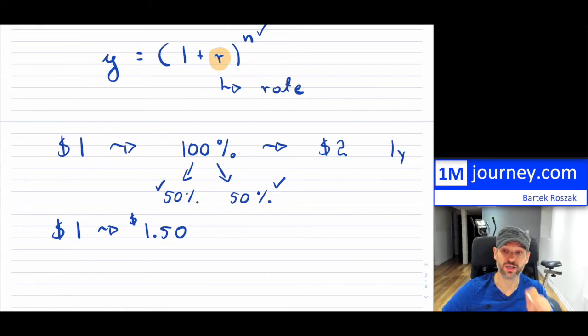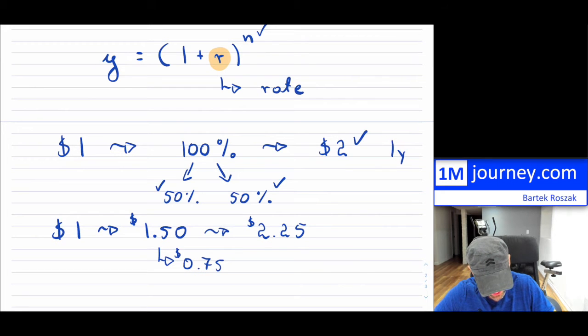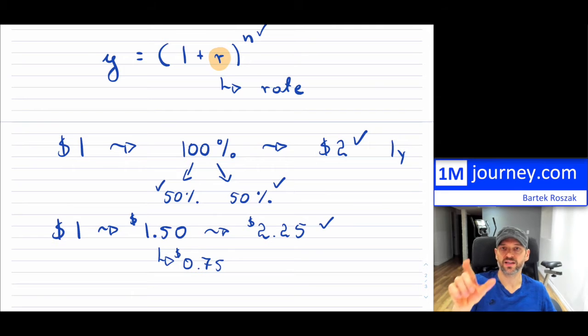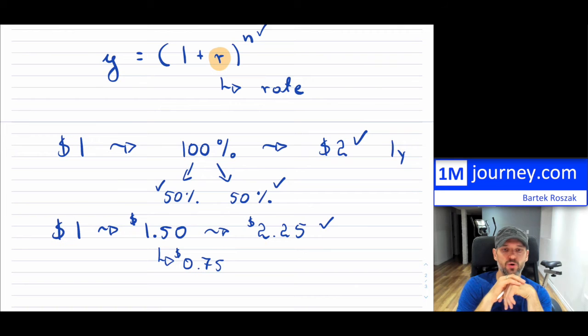But now I'm starting with $1.50. So if I'm going to be starting with $1.50, now 50% of that is going to be 75 cents, which means that I would end up with $2.25. And you would say, wait a minute. So if I split that 100% into 50% for the first and then 50% for the second, the first kind of semi-annually, I guess, then I get a quarter more.